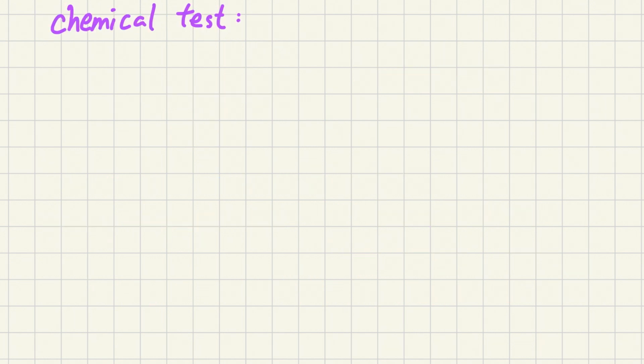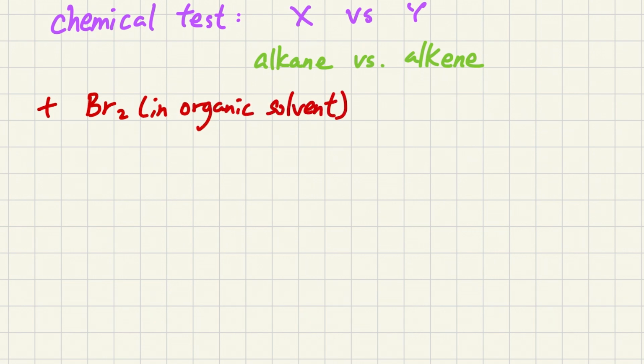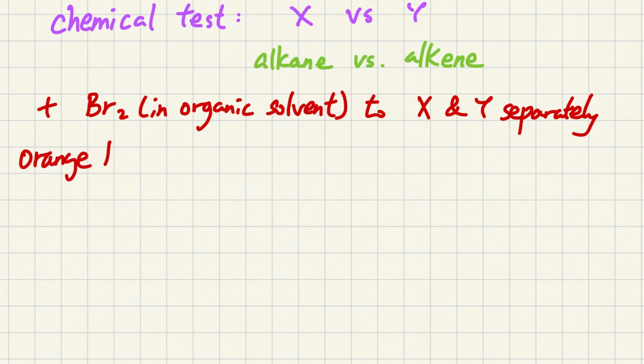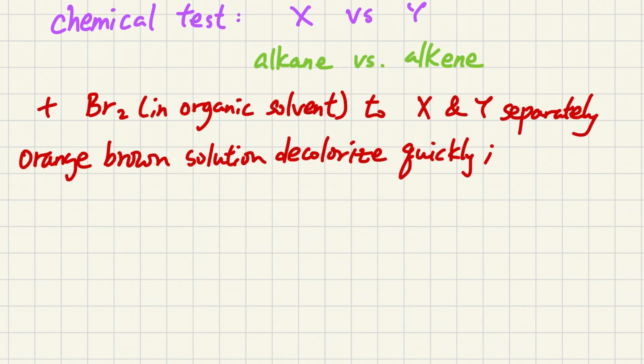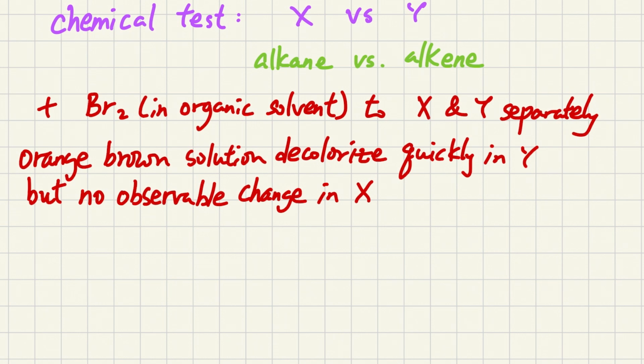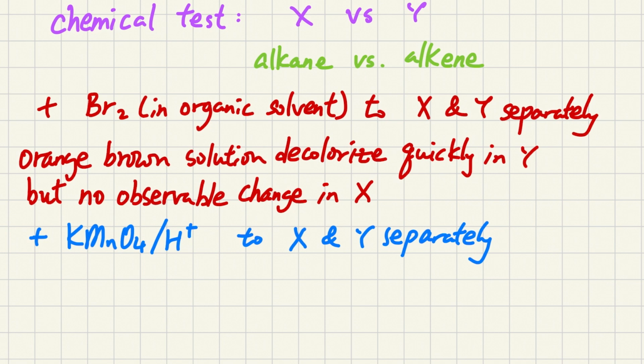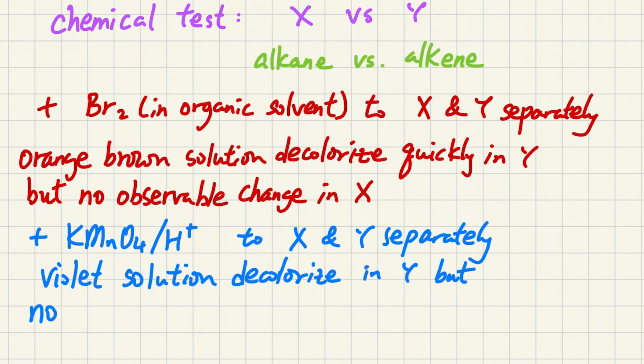What about the chemical test? This is typical. First, you add bromine in organic solvent to both X and Y separately. The orange-brown solution decolorizes quickly in Y but slowly, or with no observable change, in X. Or you may use acidified potassium permanganate. This time, the violet solution decolorizes in Y but there is no observable change in X.